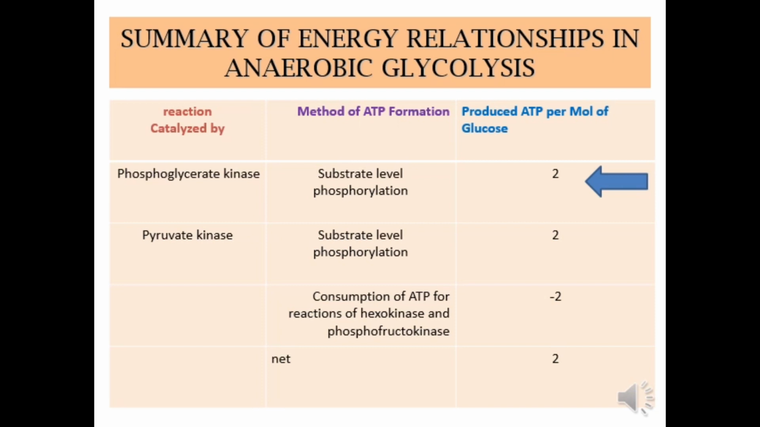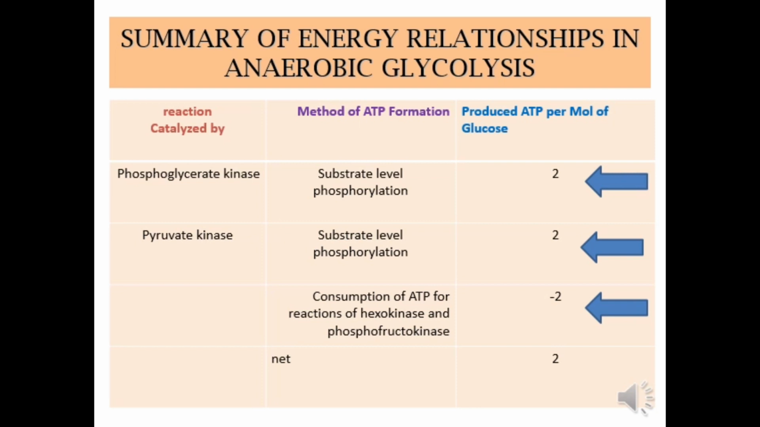In the reaction catalyzed by pyruvate kinase, which catalyzes the last step in glycolysis, there is production of ATP, and we have two molecules, therefore we have two ATP. The total is 4. And there is consumption of ATP for the reactions catalyzed by hexokinase and phosphofructokinase 1. Therefore the net is 2, because 4 minus 2 equals 2.